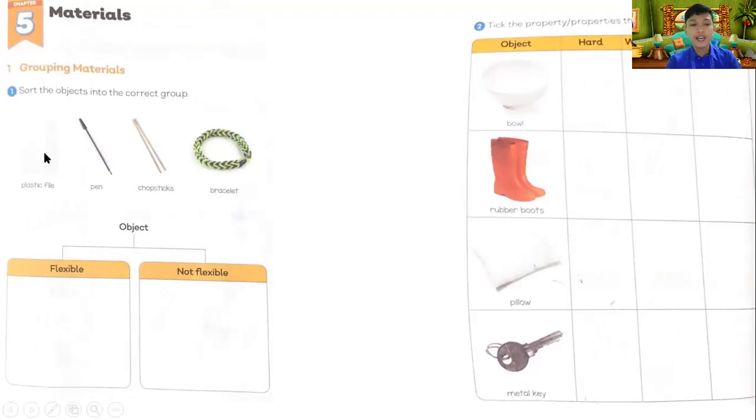So plastic file, can we bend it or no? Pen, chopsticks, or bracelet. So Teacher Ed will give you an answer. Plastic file is included in flexible because with the plastic file, you can bend it. Okay? You can bend the plastic file.